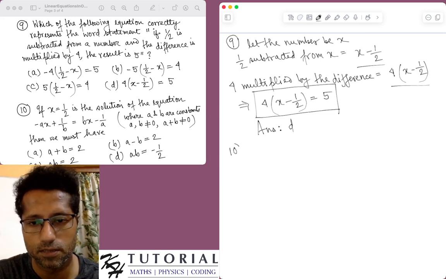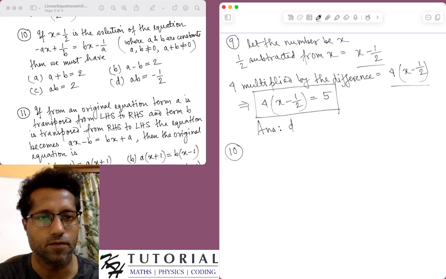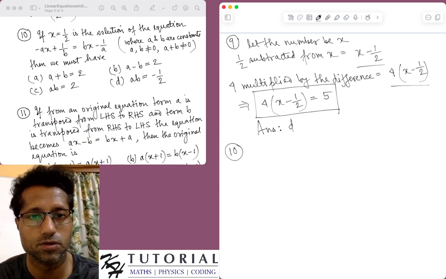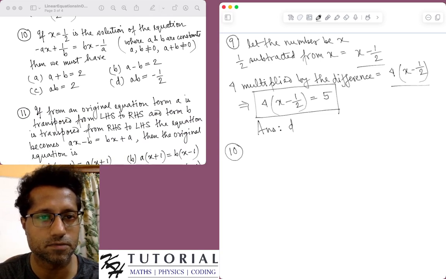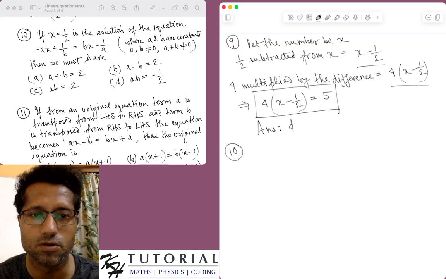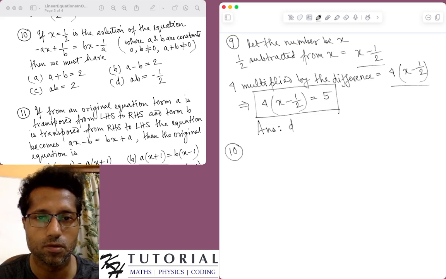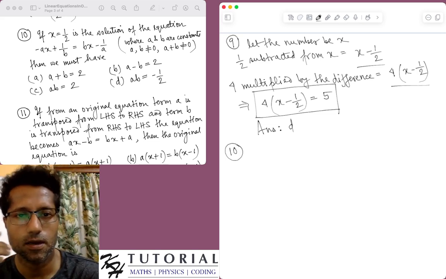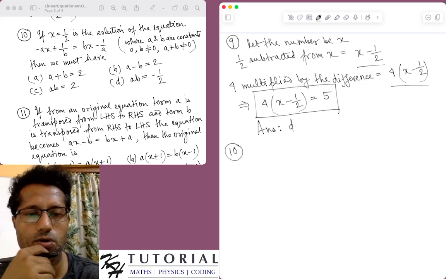Okay, let's do question number 10. It says if x equals half is the solution of the equation minus ax plus 1 by b equals bx minus 1 by a, where it is also given a and b are constants and neither of a and b is 0, and also a plus b is not equal to 0.